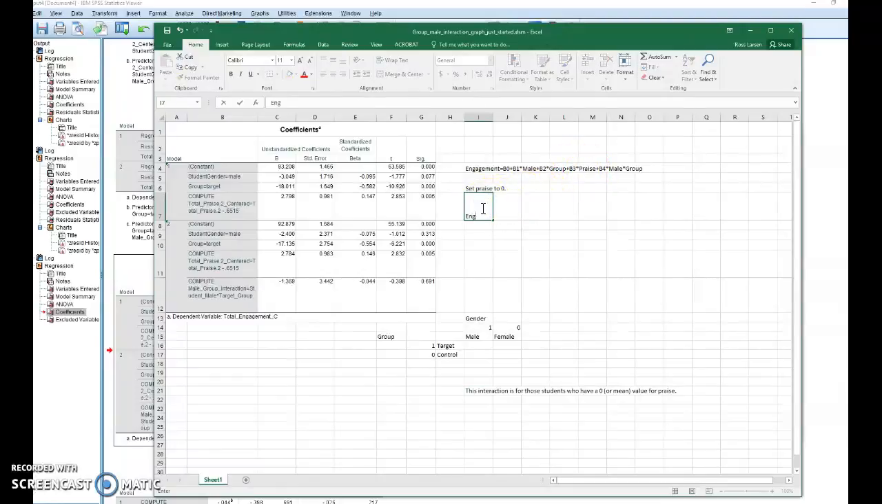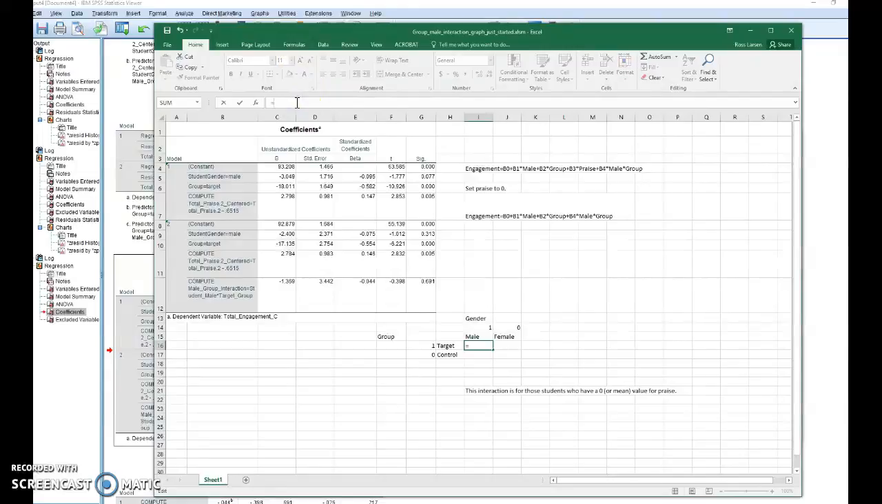So let me rewrite the equation without that praise term. It was beta naught plus beta 1 times male plus beta 2 times group plus beta 3 times male times group. I guess I should be consistent and still call that beta 4 because beta 3 has gone away. All right, so now I want to predict the amount of engagement for a male in the target group, and I can do that in Excel by using the equation function.